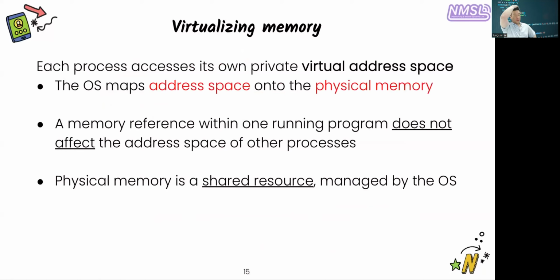So this is virtualizing memory, meaning each process accesses its own private virtual address space. This is by virtue of the operating system. Obviously the operating system needs to be able to convert these virtual private addresses into real physical addresses. So the OS maps the address space onto physical memory. A memory reference within one running program does not affect the address space of other processes. It shouldn't. So physical memory is a shared resource that is managed by the operating system.